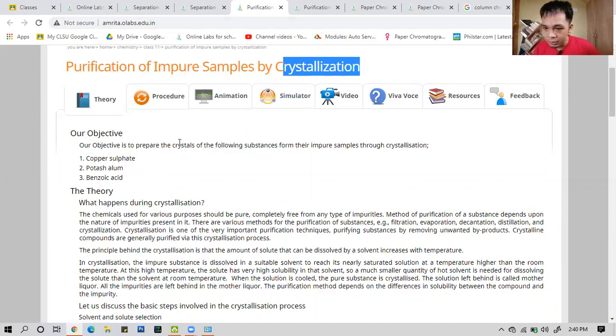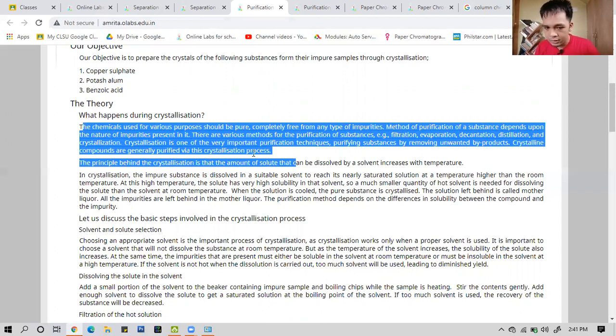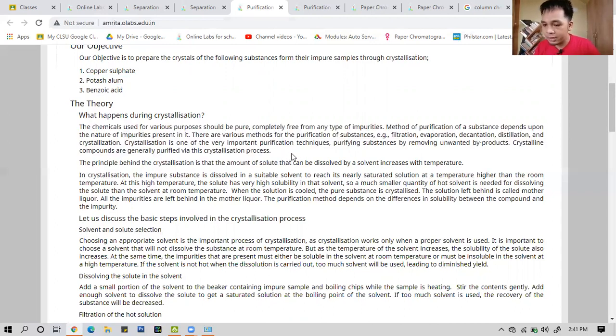Crystallization. Okay, paano ba mangyayari doon? The process, first and foremost, syempre, solid to, you have to use a proper solvent. Proper solvent lang ang kailangan ninyo, guys, para ma-crystallize ito. Okay, ito yung principles. Okay, just read it out. Pero isa-summarize ko naman siya.